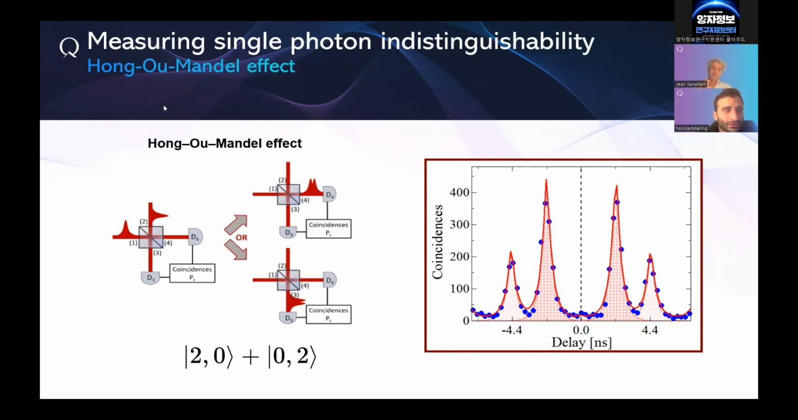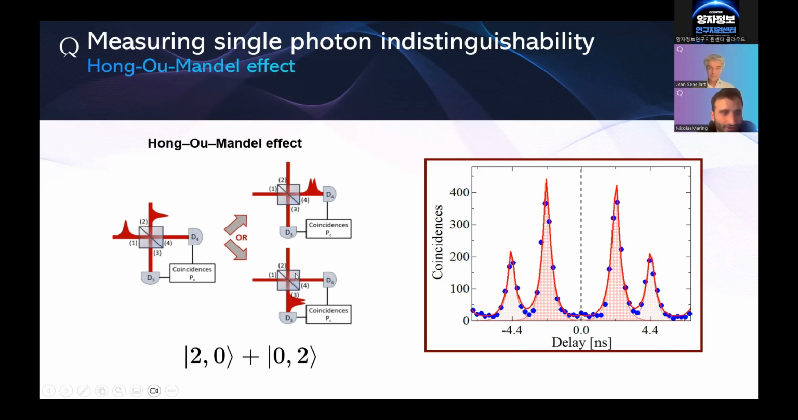Now, how do we measure indistinguishability? How can the photons interfere together? What we use is the Hong-Ou-Mandel effect. We send two single photons together, one in each input of the same beam splitter, again with 50-50% chance of reflection and transmission. What you have is the most basic quantum interference you can find with two single photons, the Hong-Ou-Mandel effect. Quantum physics tells you that the single photons will always exit the beam splitter together. So photons like to be together.